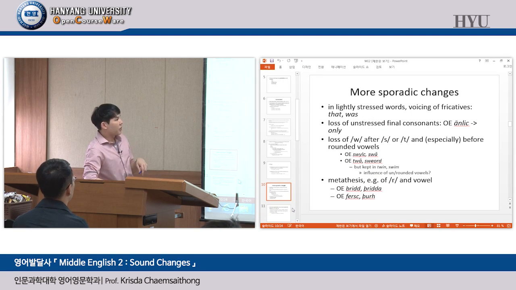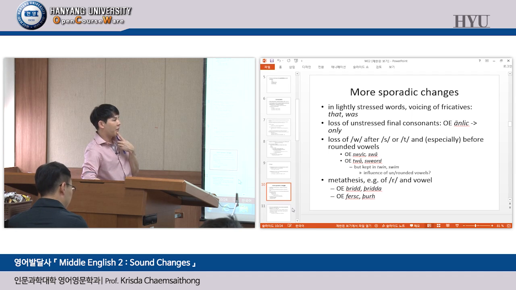And then we have sporadic sound changes like loss of W after S or T. Swa became so, twa became two, sword, like that. In other words, the W is not pronounced. So such, so, two, sword. But in spelling, it remains like that, right? But we don't say two or sword. We say too or sord. So the W is not pronounced.